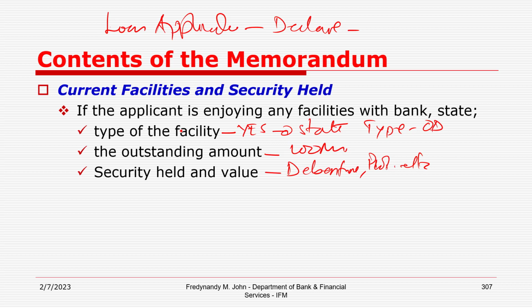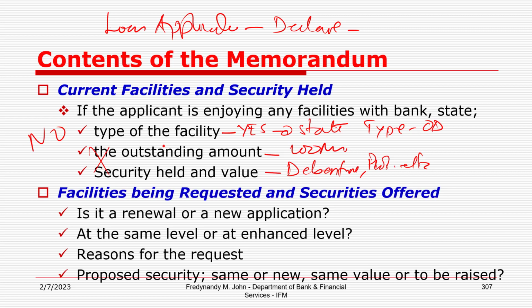Not all the time the applicant might be enjoying a credit facility with you. The answer could as well be no. Therefore, if the answer is no, it means the rest of the question won't be relevant and we move to something else. Again, you have to discuss facilities that are currently being requested and the security that is offered to serve as collateral for that loan. Okay.